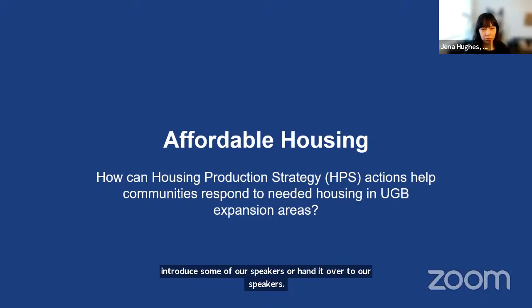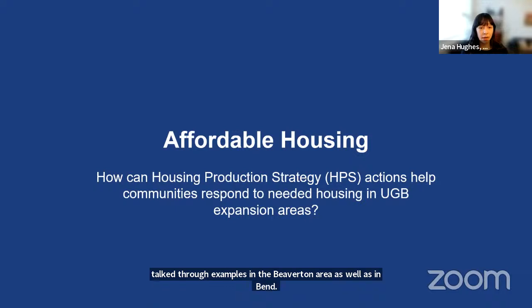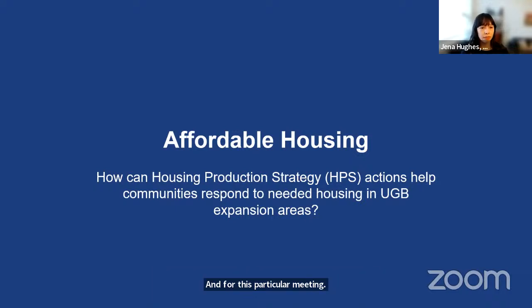Yeah, thanks, Steve. And I'll just give a brief introduction because I want to make sure we get to the meat of the discussion. But this topic, affordable housing, is really building off of particularly our last meeting where we started talking about planning for affordability in UGB expansion areas and planning for complete neighborhoods. We talked through examples in the Beaverton area as well as in Bend. And for this particular meeting, we'll be exploring more what types of specific tactics and housing production strategy actions can cities use to respond to needed housing, in particular affordable housing in UGB expansion areas.